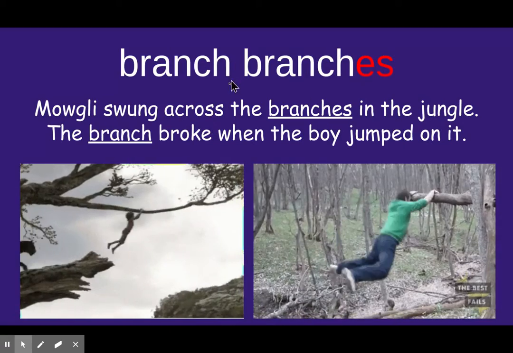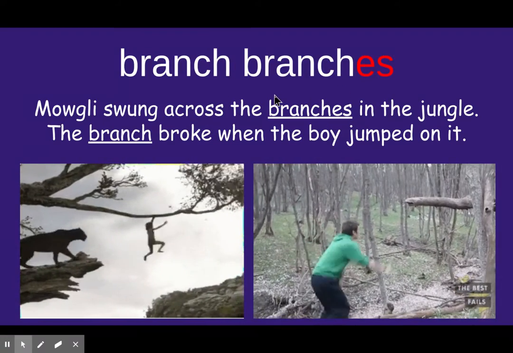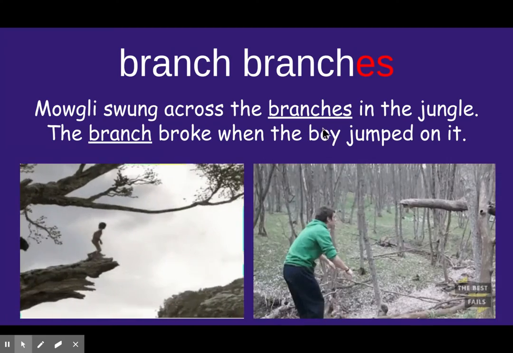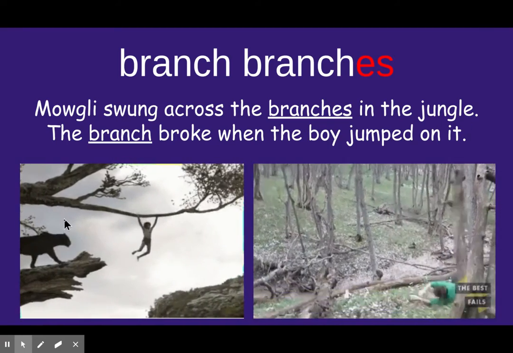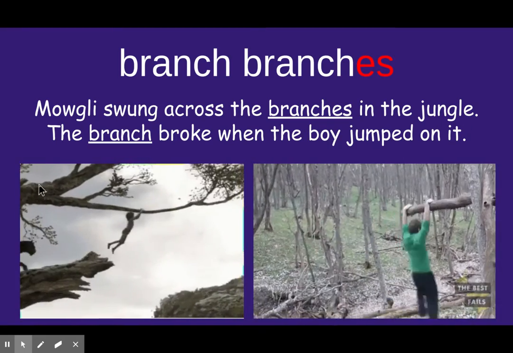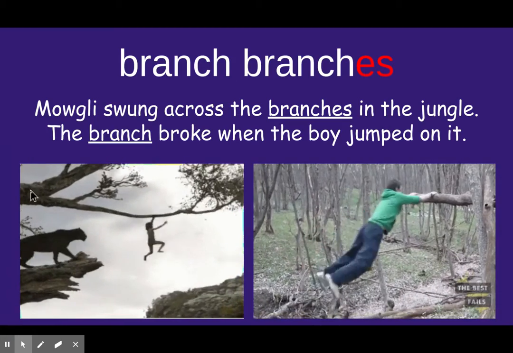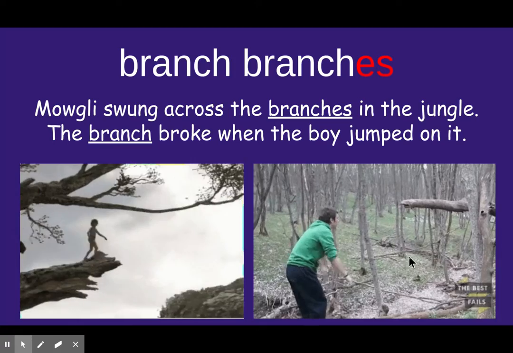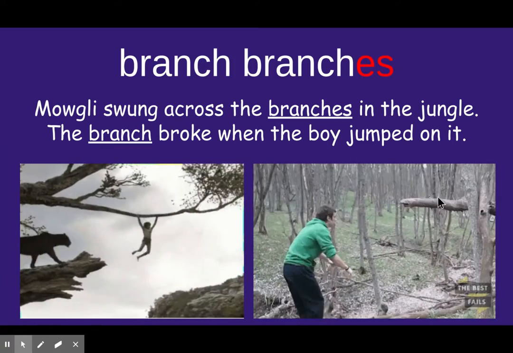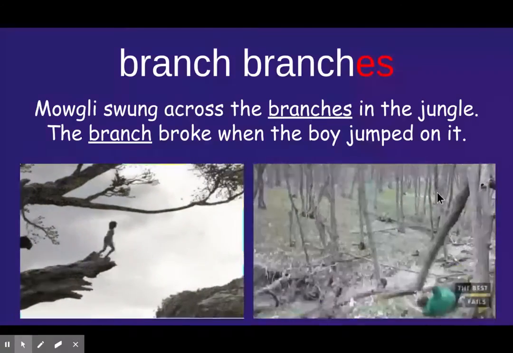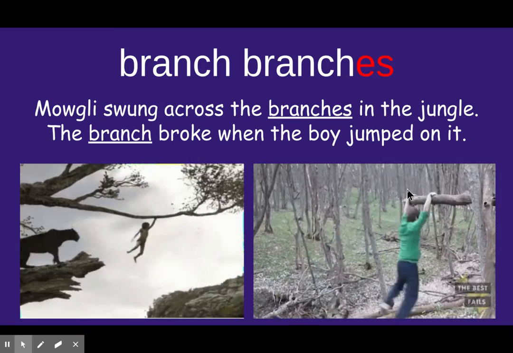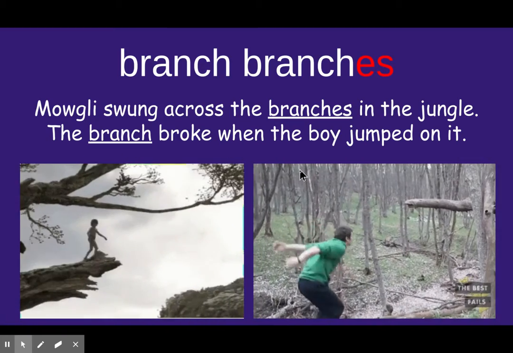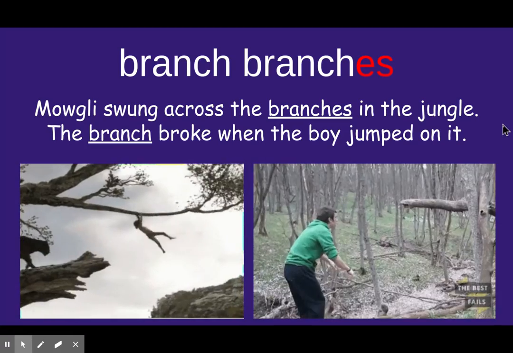Our next word is branch or branches. It's a noun. Mowgli swung across the branches in the jungle. And if you notice, the branch comes off of that main trunk or the main part of the tree. And the same way with this one, if you notice that branch is hanging off of a tree or coming out of a tree, and they're thinner and longer. And the second sentence is the branch broke when the boy jumped on it.